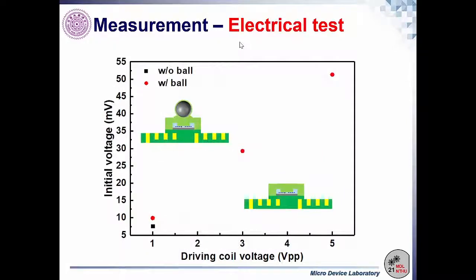And this result shows the difference before and after the integration of the chrome steel ball. The device with the integration of the chrome steel ball shows higher induced voltage. Besides, the higher the driving voltage we apply, the higher the sensing voltage we can have.